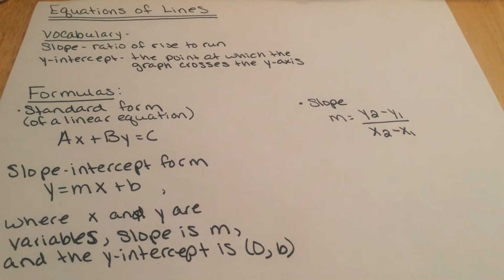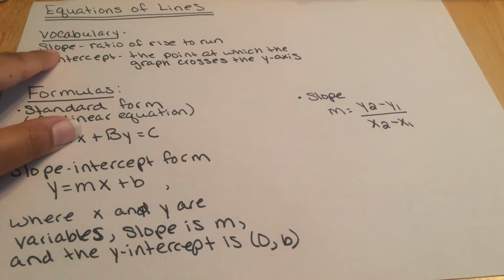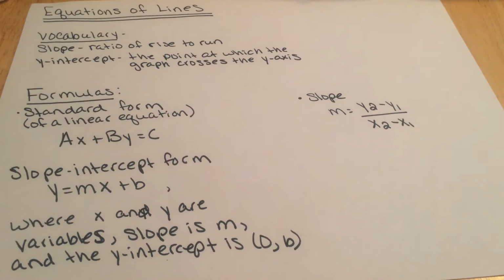First thing I wanted to do was start out by giving some vocabulary. We should have already heard it before, but we're just going to review it. So we already know about slope. We saw that in the last video. And we know that slope is the ratio of rise to run. We're going to see its use today. We also have heard the word y-intercept, and we know that the y-intercept is the point at which the graph crosses the y-axis.